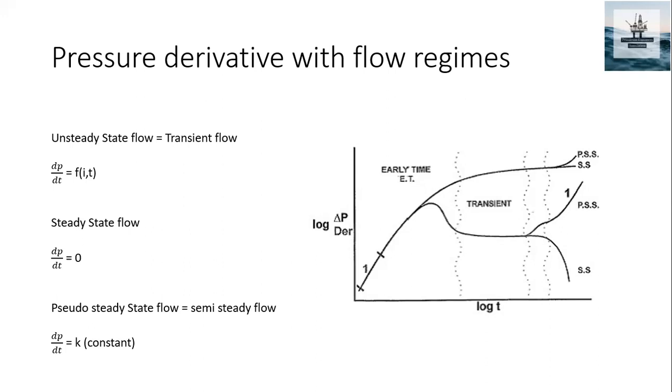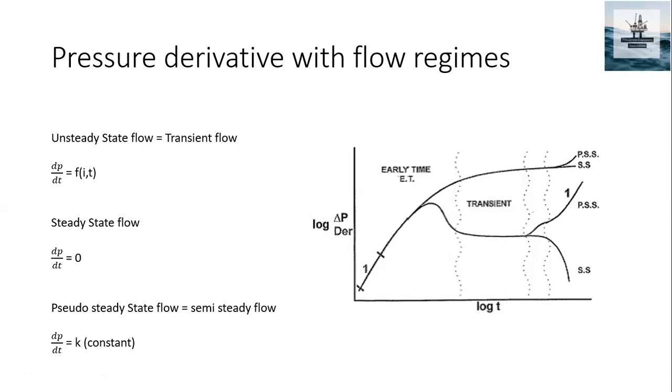And the equation related to unsteady state flow is ∂P/∂t = f(i,t). What is ∂P/∂t? Change in pressure with respect to time. So ∂P represents the change in pressure. You are measuring the change in pressure when time varies. So if you vary time, what is happening to that pressure? It is a function of location and time. So f(i,t) represents a function of location and time.